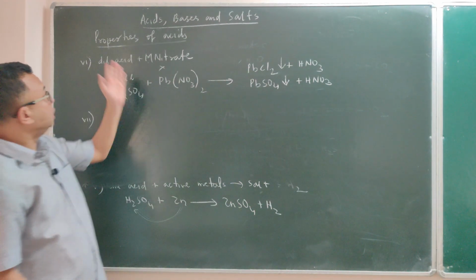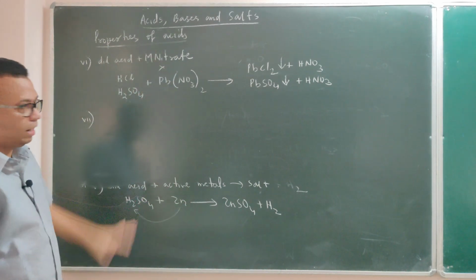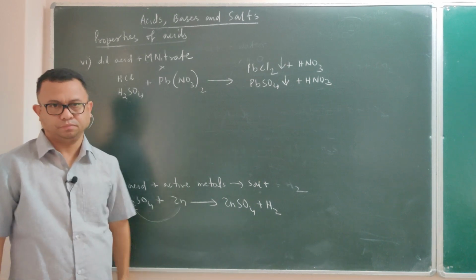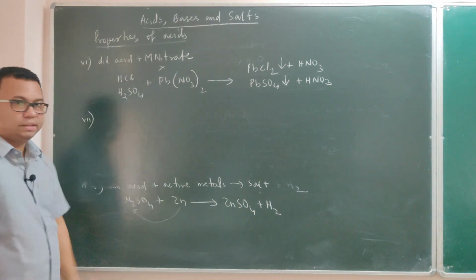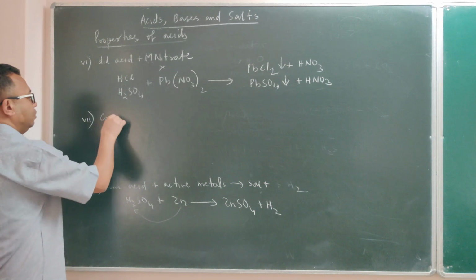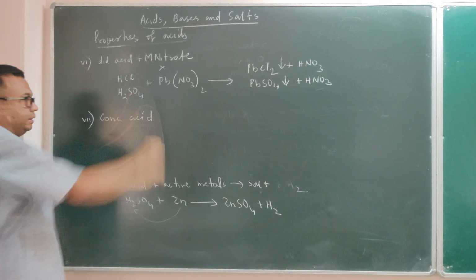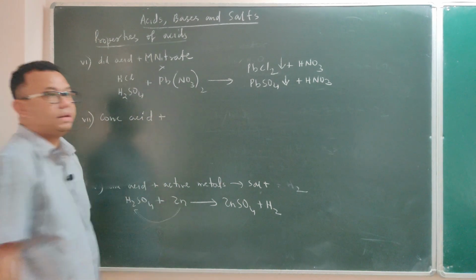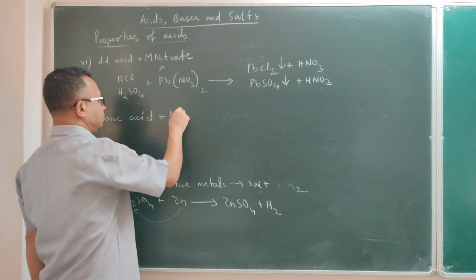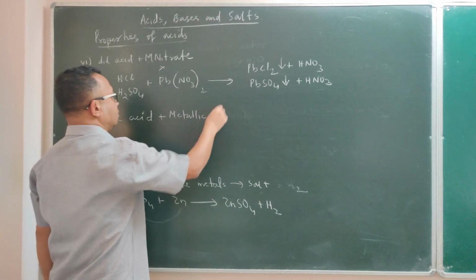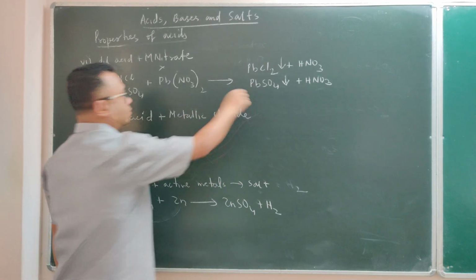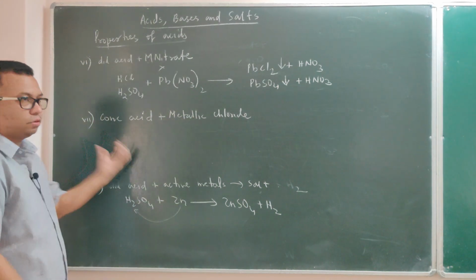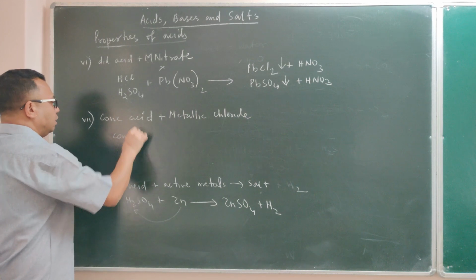Then next, the 7th and the last. Since our heading is properties of acid, till now I had been discussing properties of dilute acid, where a lot of water is present. Now the 7th one is the property of concentrated acid. So concentrated acid, especially sulfuric acid, reacts with metallic chloride.